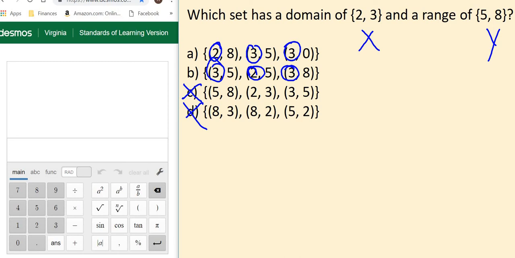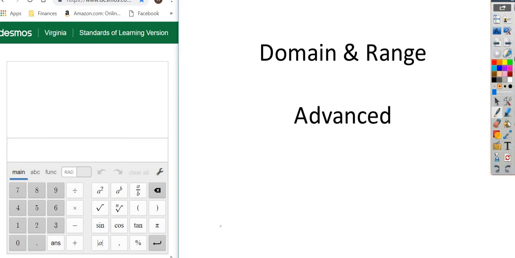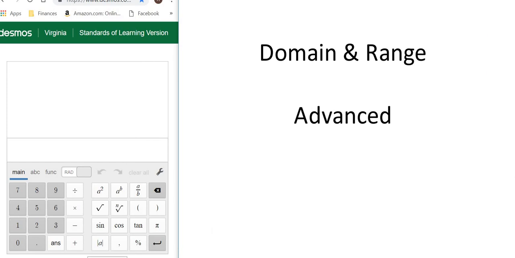Now we need y values of 5 and 8. There's an 8, there's a 5, and there's a 0. That won't work. This is a 5, a 5, and an 8. So B is definitely your answer for that question as well. All right, the next one we're going to go to is domain and range advanced.